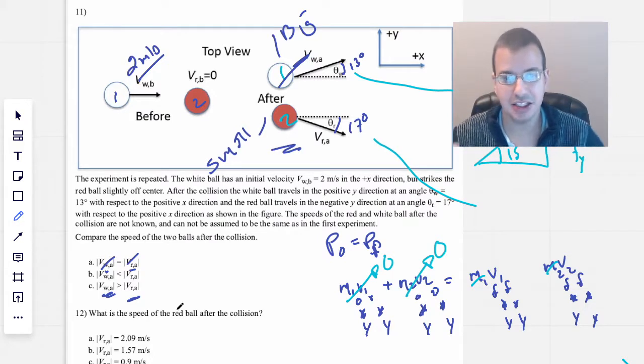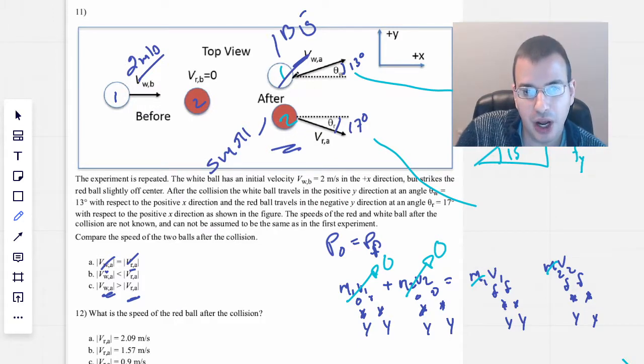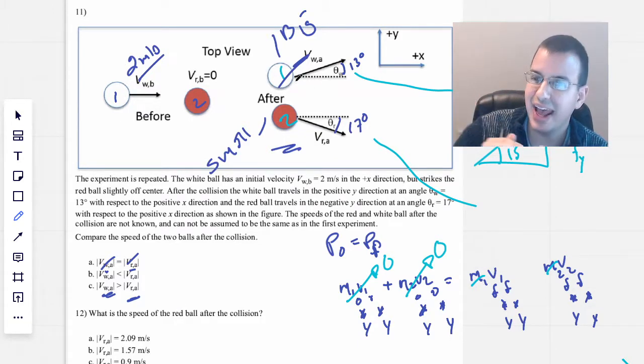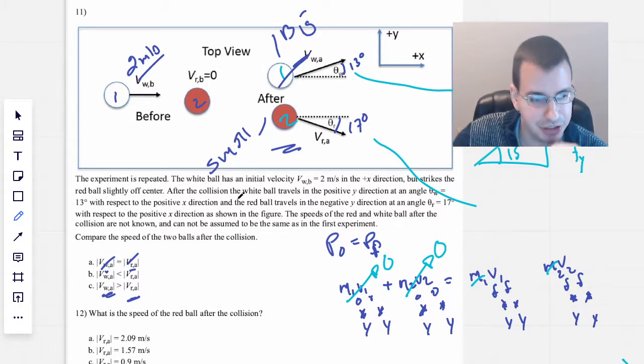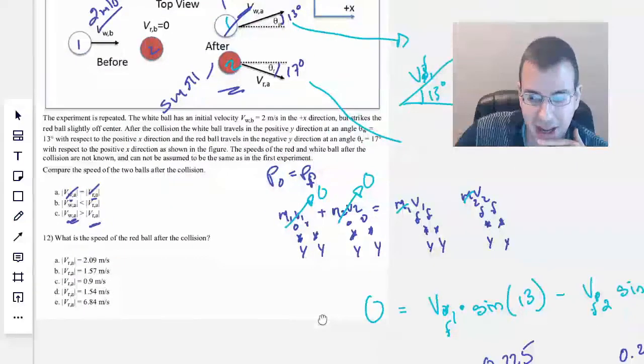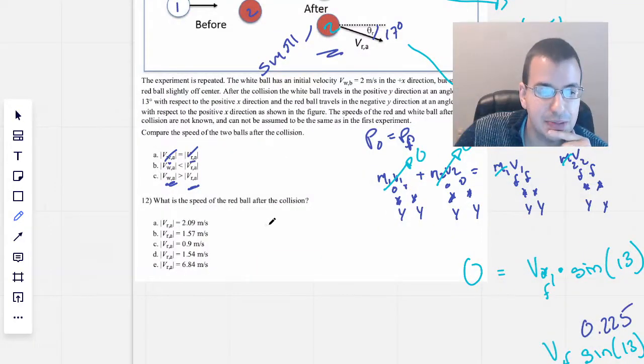And the reason that is because they have to have the same, or I guess the opposite, vertical components for their speeds. And since the white one is going at a shallow angle, it has to be going faster to compensate for that shallower angle than the red one does. Okay, so now we got that, and we have this data up here. Next question is going to be, what is the speed of the red ball after the collision?